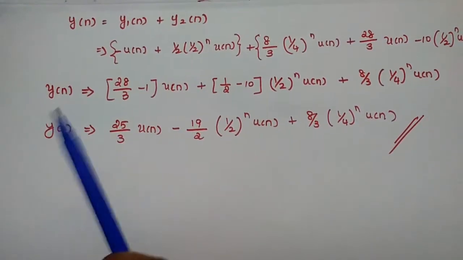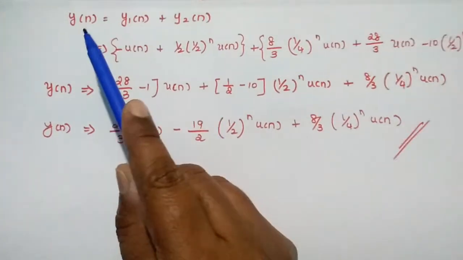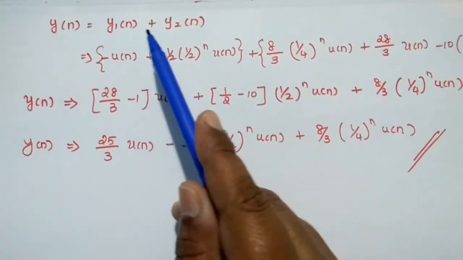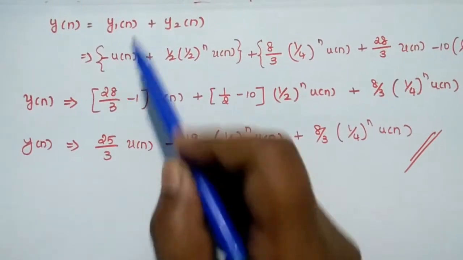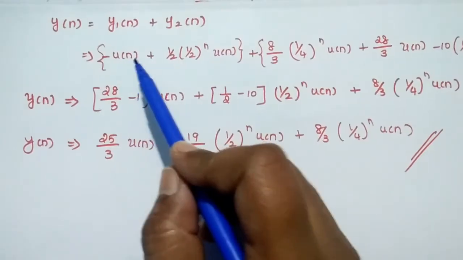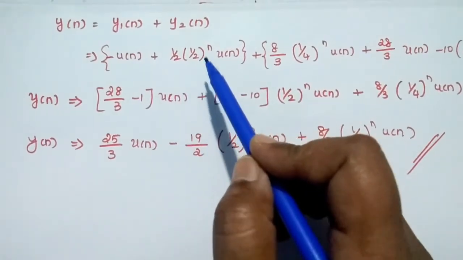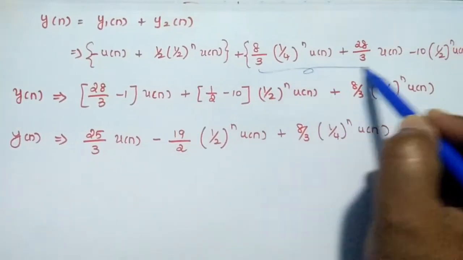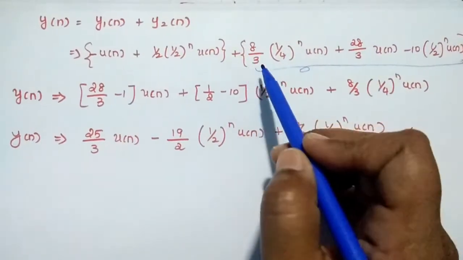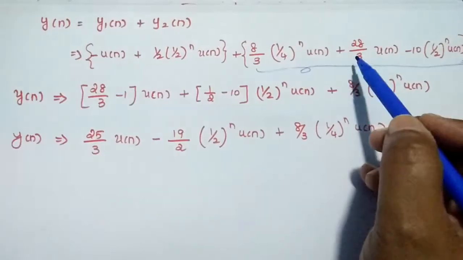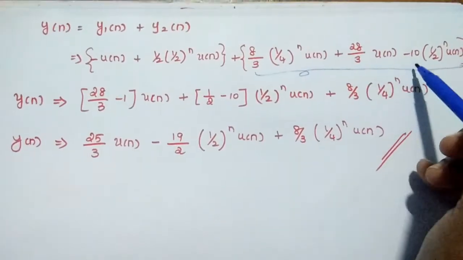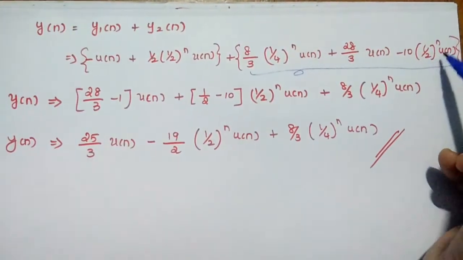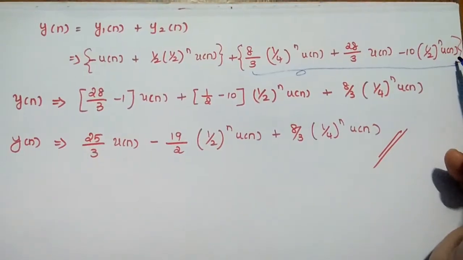So what is our third equation? Y of n, the total response, is equal to y1 of n plus y2 of n. So here y1 of n value is what? Minus u of n plus 1 by 2 of 1 by 2 the whole power n u of n, plus y2 of n values are given like this, right? 8 by 3, 1 by 4 the whole power n u of n, plus 28 by 3 u of n, minus 10, 1 by 2 the whole power n into u of n.